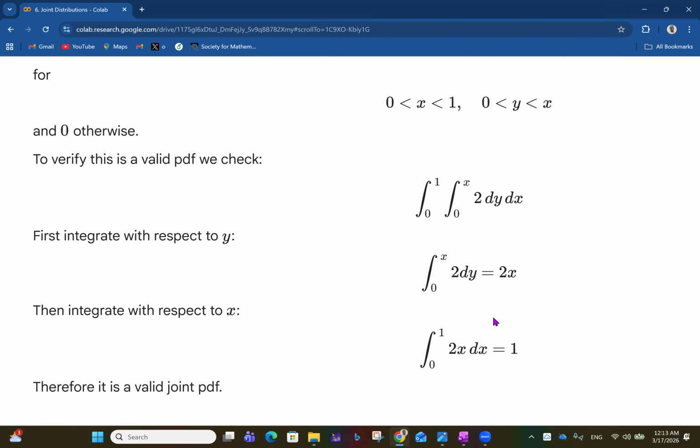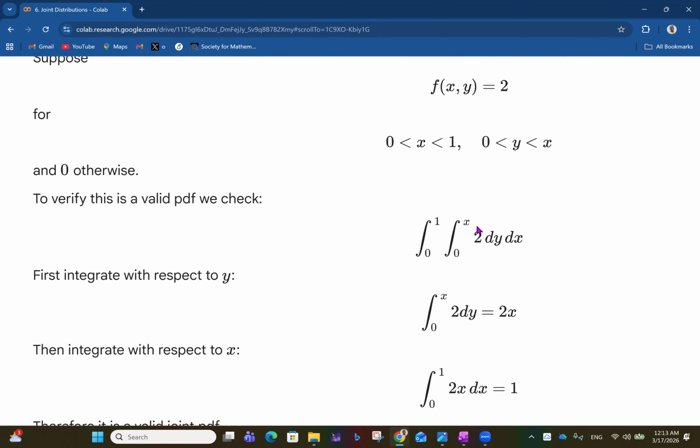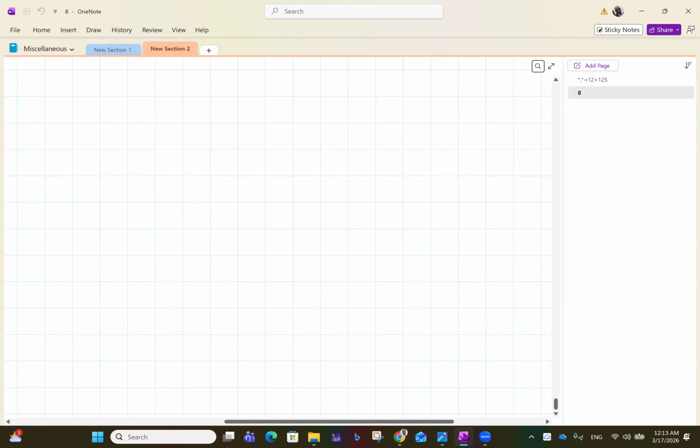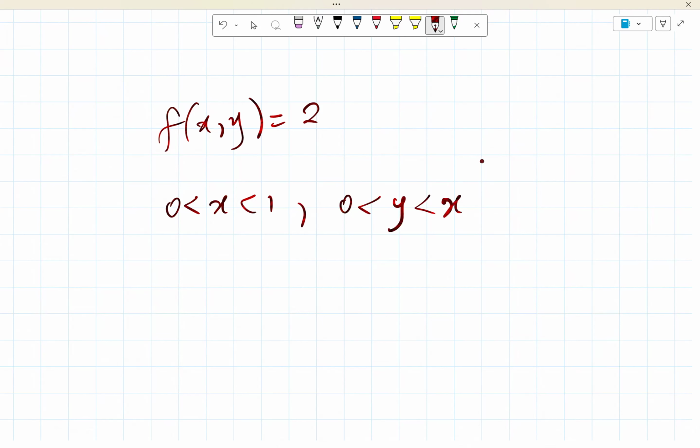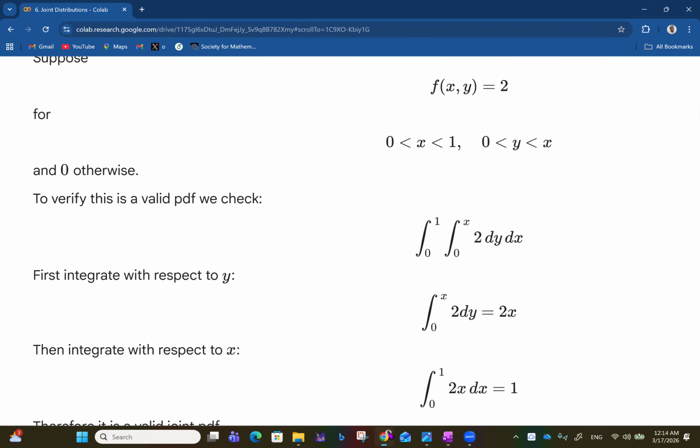The first thing we need to do is to integrate with respect to y. I need to write this out so that it will be clear enough. We have f of x comma y equal to 2, with x lying between 0 and 1, and y lying between 0 and x. Yes, y is lying between 0 and x. I think that's all we have there.